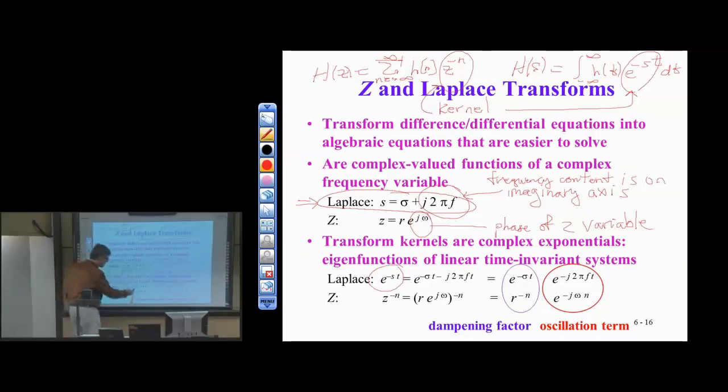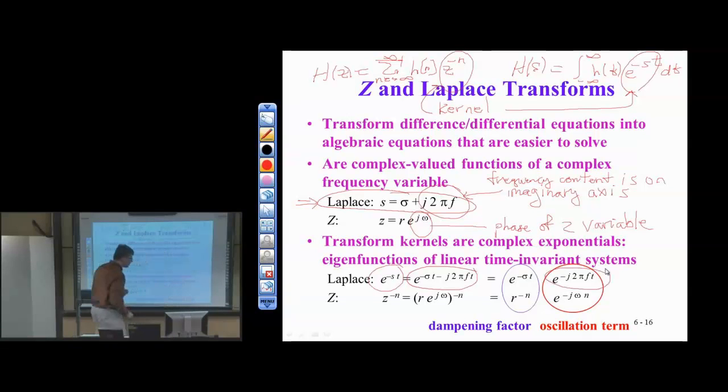So we put this in. We get, for s equals sigma plus j2πf, place that right into the expression e to the minus st, and we can break the result apart at the minus sign. So we get two terms: e to the minus sigma t multiplied by e to the minus j2πft. It's a product. You go, okay, what's the big deal? Well, we're separating out this kernel into a dampening factor and an oscillation term.